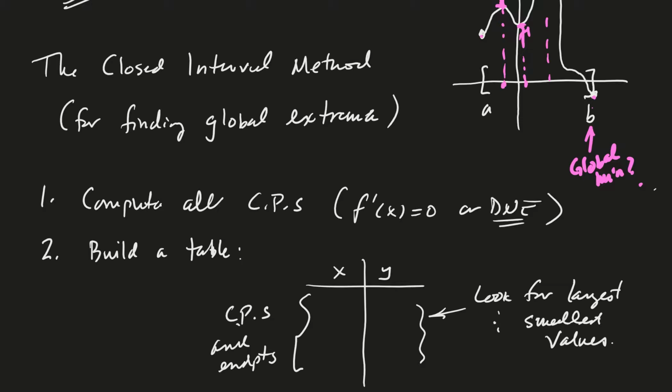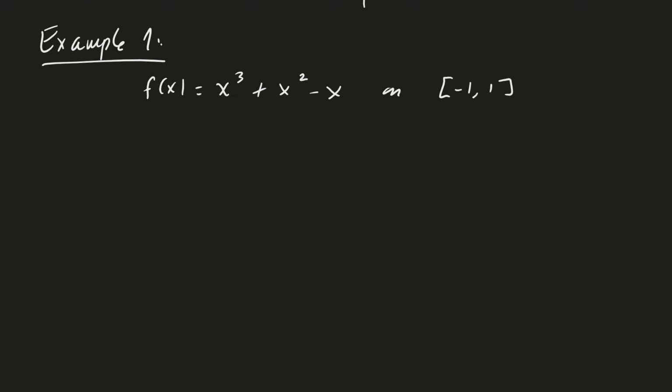Okay, so let me pause it again here. I'm just giving you a warning in case stuff starts popping up on your screen without any warning. So I'm going to come up with a function, and we'll try the closed interval method for finding the global extrema. Alright, so we're going to find the extrema for the function x cubed plus x squared minus x on the interval from -1 to 1. Okay, and we're going to use the closed interval method.